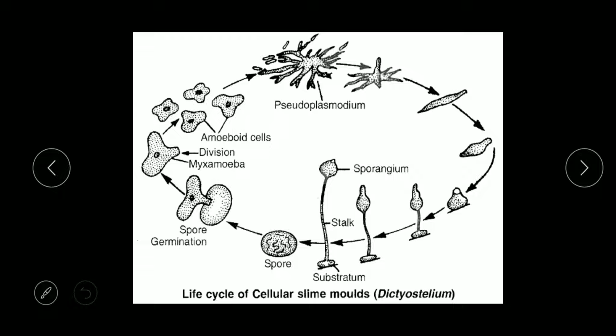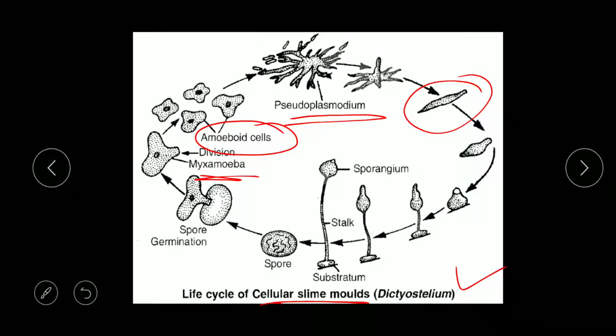But next, when we see the life cycle of the cellular slime mold, you can see that myxamoeba cells are there. These myxamoeba cells undergo division and form several amoeboid cells. These amoeboid cells will fuse and form a pseudoplasmodium, which is also an elongated branched structure. Out of this pseudoplasmodium, some fragments will separate, and that fragment will act as a fruiting body in future. You will find the sporangium, and this is the stalk. This sporangium will develop spores, and the spores will germinate and form myxamoeba again.